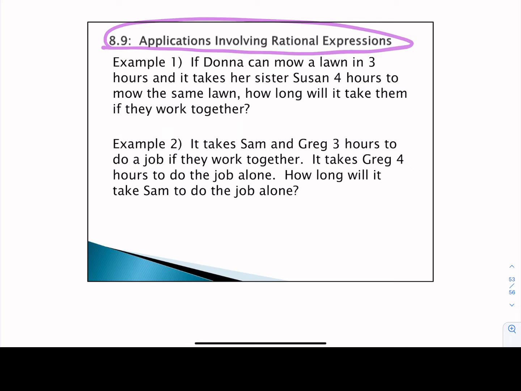Let's take a look at our first example and we'll discuss the formulas that can be used to tackle each of these problems and make sure we set up those equations properly. We're going to give our first application a little read here. It says, if Donna can mow a lawn in 3 hours and it takes her sister Susan 4 hours to mow the same lawn, how long will it take them if they work together? So this is something I call a work rate problem.